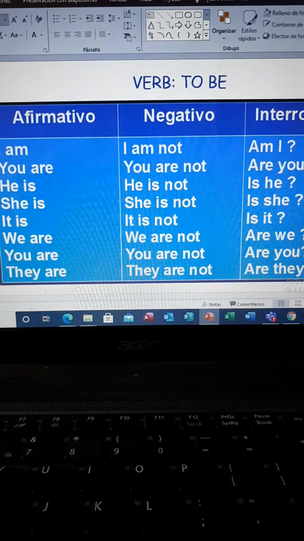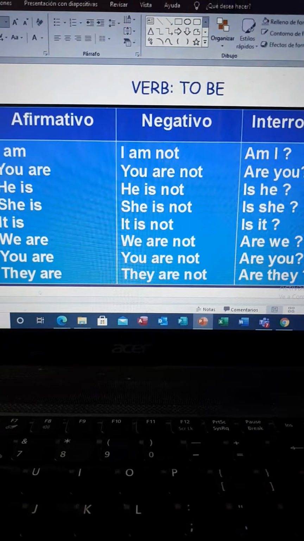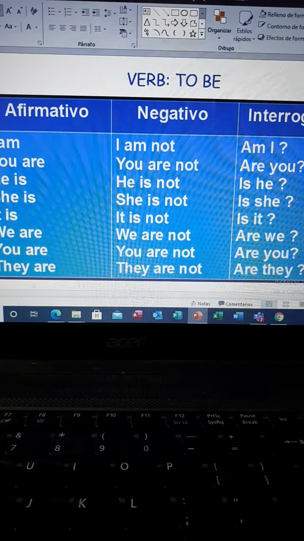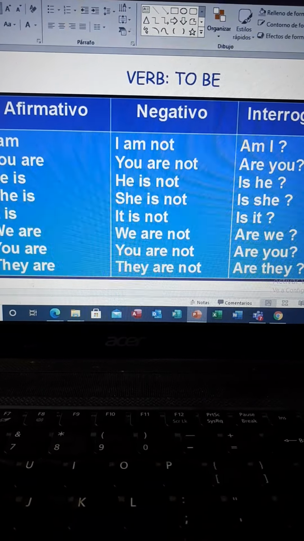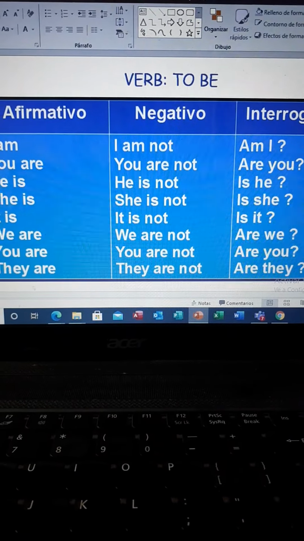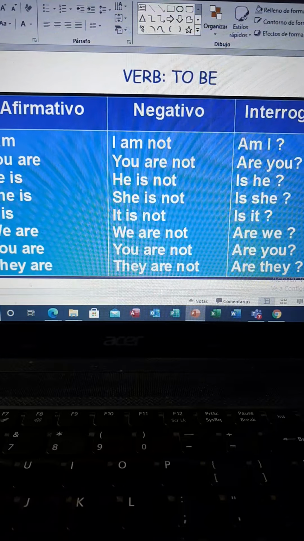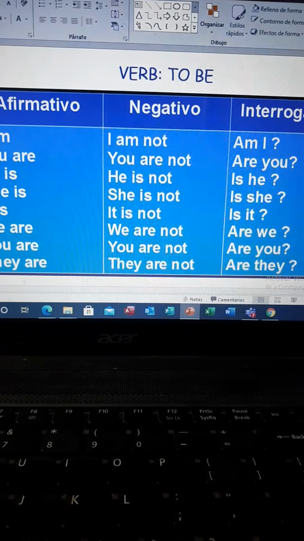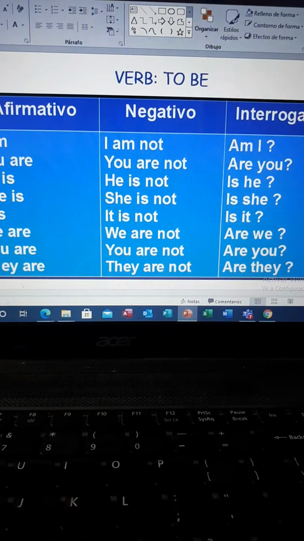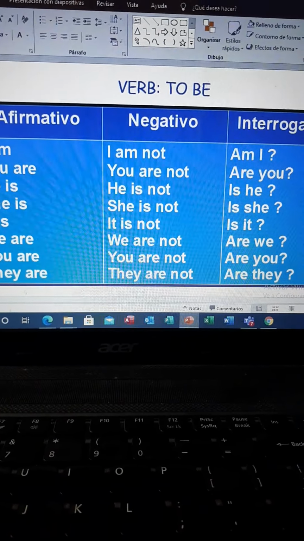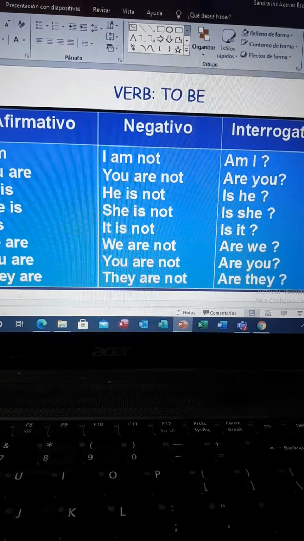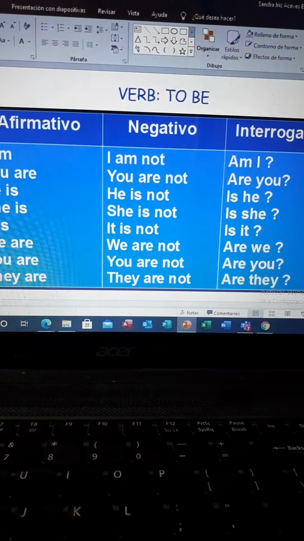Today in class we talk about the verb to be. Okay, it's very important to understand this verb, because we are going to use it as the action, as the verb to be, and also as an auxiliary. Okay, so the verb to be in Spanish means two things. Okay, ser o estar.